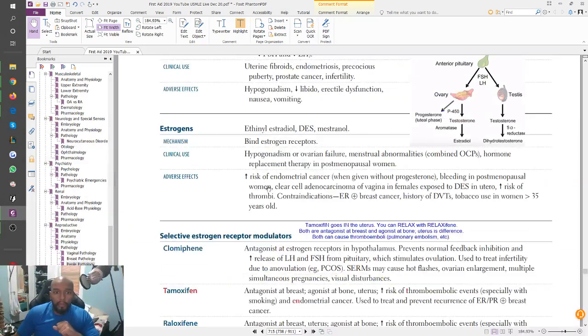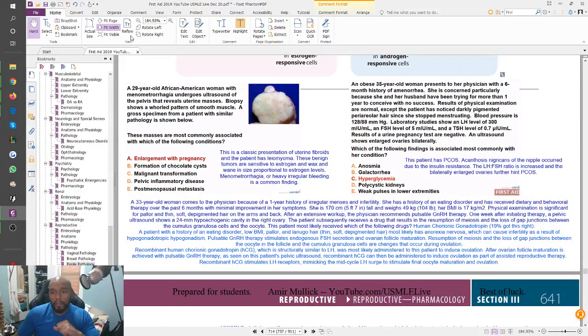All right. So before moving on, I want to go back to the top, look at a couple of these questions over here, and then we'll look at the rest of what's there. So the two questions you see on the top, they're from USMLE RX, and then the one question at the bottom, I believe, is AMBOSS. All right. So 29-year-old African American woman with menometrorrhagia, whatever that is, undergoes ultrasound of the pelvis that reveals uterine masses. Biopsy shows a whorled pattern of smooth muscle. A gross specimen from a patient with similar pathology is shown, right? And then you have this image of the pathology. The masses are most commonly associated with which of the following conditions, right?